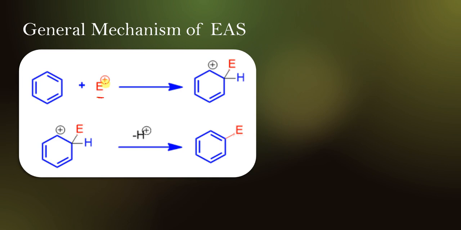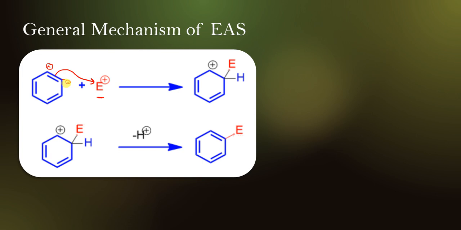Now we'll see the general mechanism for the reaction. E plus is the electrophile generated from the reagents which we are using. This electrophile will react with the benzene. One of the double bonds of the benzene ring will attack the electrophile, right? One of the carbons will form a bond with E. You can imagine the double bond electrons are shifted toward one carbon, so it will get a negative charge, and the other carbon should get a positive charge, right?